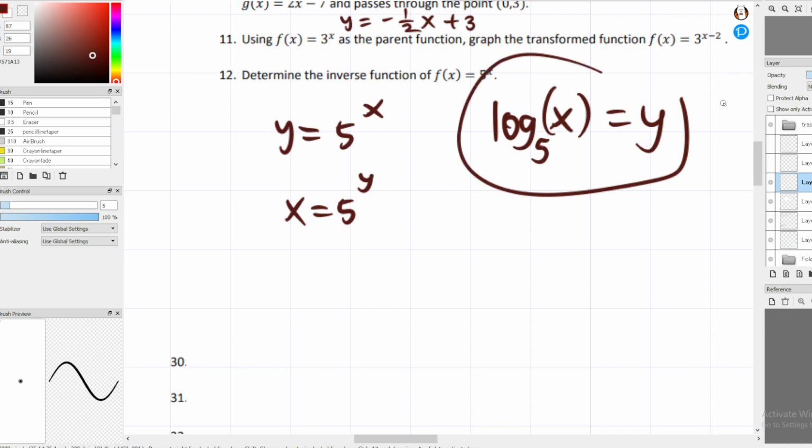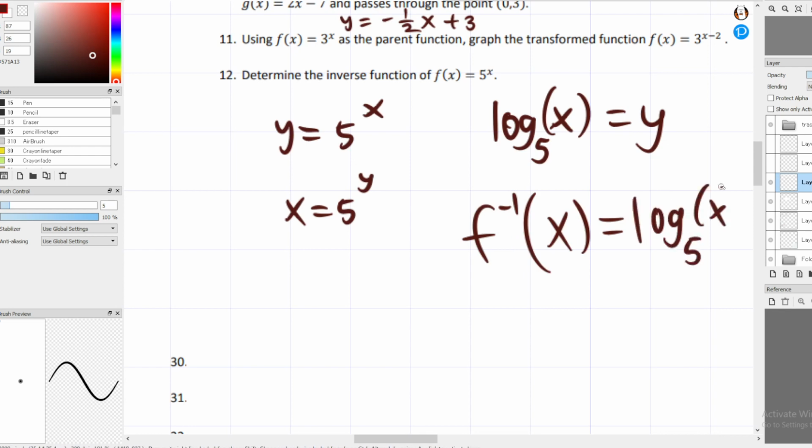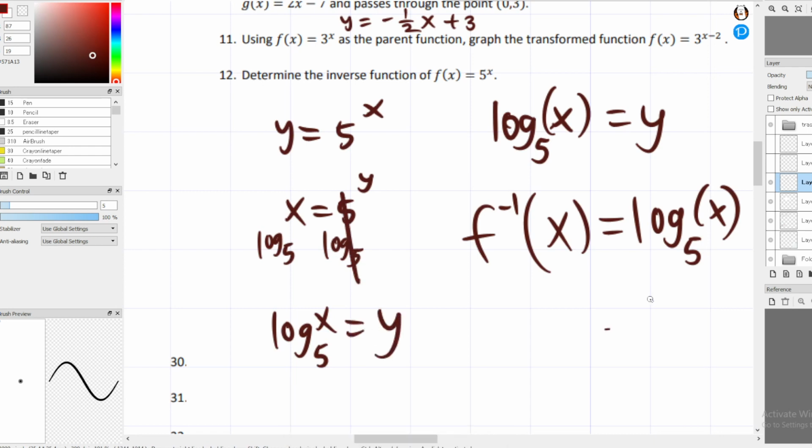This would be the inverse function, though it might want you to write it as f to the power of -1 of x is equal to log base 5 to the x. That would be your answer. An alternate way of doing this, if you don't remember the conversion, is you can just do log base 5 to both sides. And you would get log base 5 x equals, these would cross out, giving you y. That's also valid.